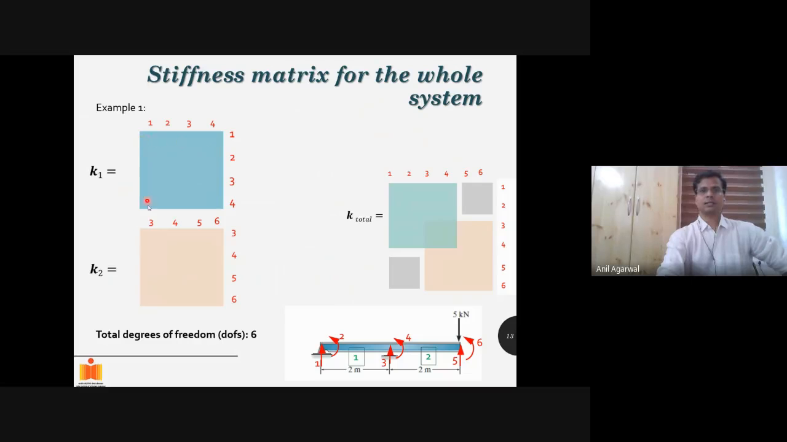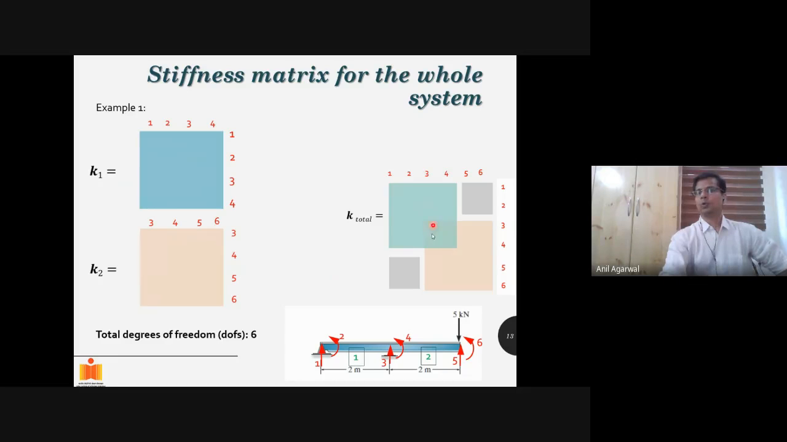Let's say this blue colored one is the stiffness matrix for member 1. The pink one is the stiffness matrix for member 2. If I want to write the global stiffness matrix, it will have 6 degrees of freedom, 1, 2, 3, 4, 5, 6, correct? However, when we put the individual member stiffness matrices, the blue one will occupy this much of space, 1, 2, 3, 4, 1, 2, 3, 4. The pink one will occupy the space corresponding to 3, 4, 5, 6, 3, 4, 5, 6.